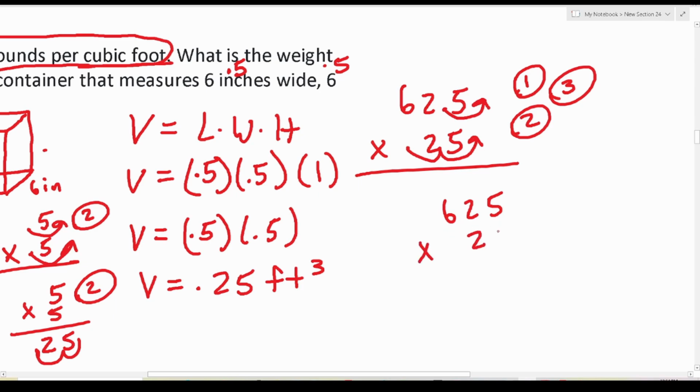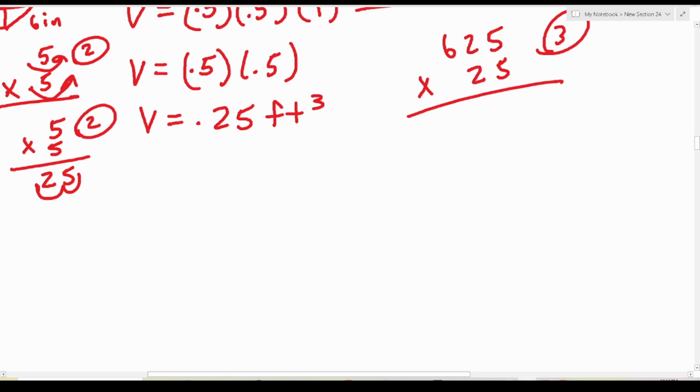So this becomes 625 times 25 with no decimals, albeit with 3 decimals to shift back into the left at the end when we're done. 5 times 5 is 25, carry a 2. 5 times 2 is 10, plus 2 is 12, so drop down a 2, carry a 1. 6 times 5 is 30, plus 1 is 31. And since we're starting multiplication with this 2, we have to bring in a 0 placeholder. 5 times 2 is 10, so drop down a 0 and carry a 1. 2 times 2 is 4, plus 1 is 5. 6 times 2 is 12.